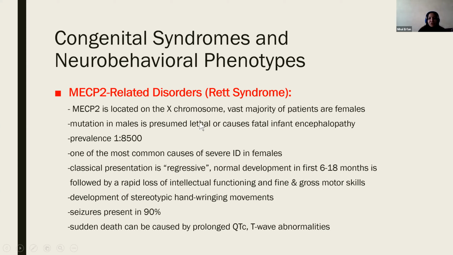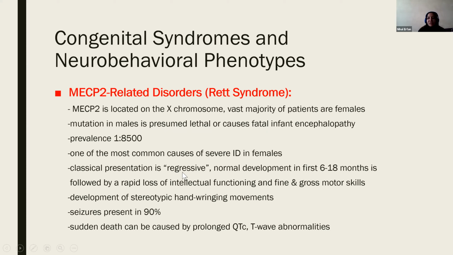Mutation in males is presumed lethal. Okay, so that's why we see it more in females, because in males it causes this encephalopathy that's fatal. A prevalence of 1 in 8,500. One of the most common causes of severe intellectual disability in females.